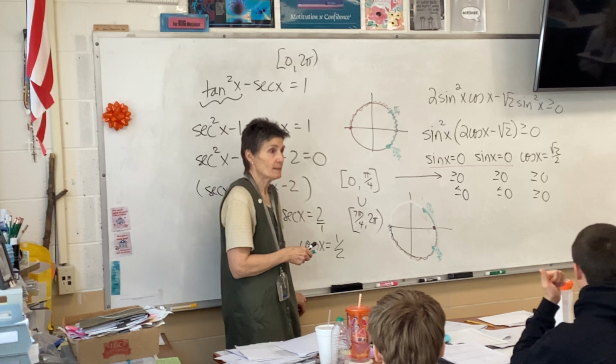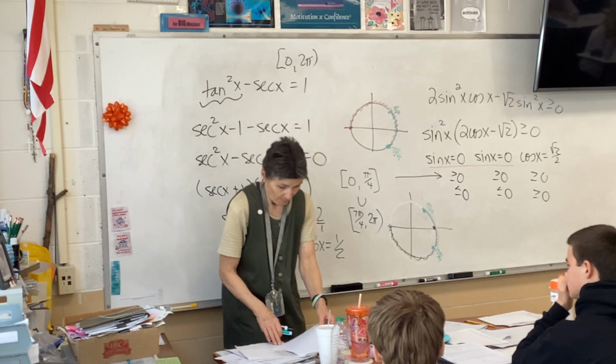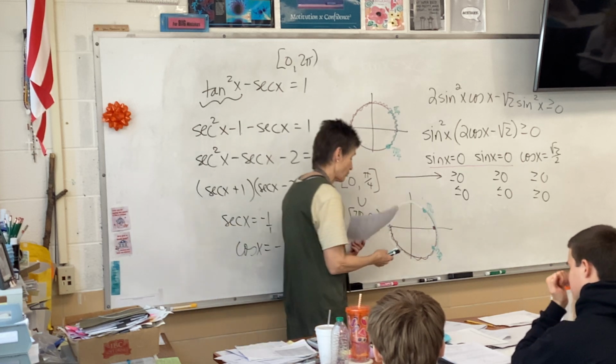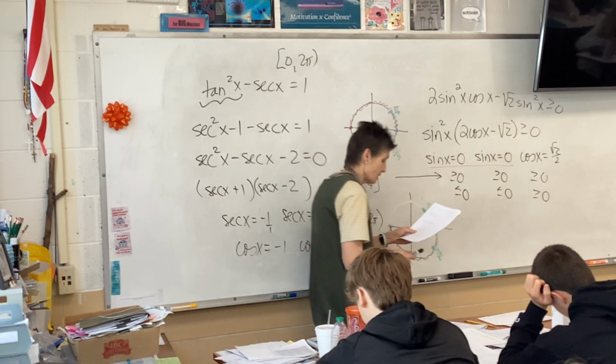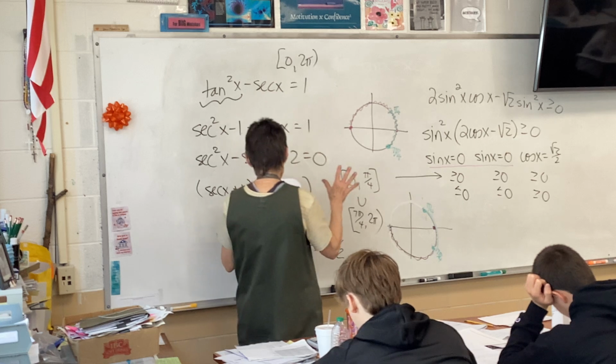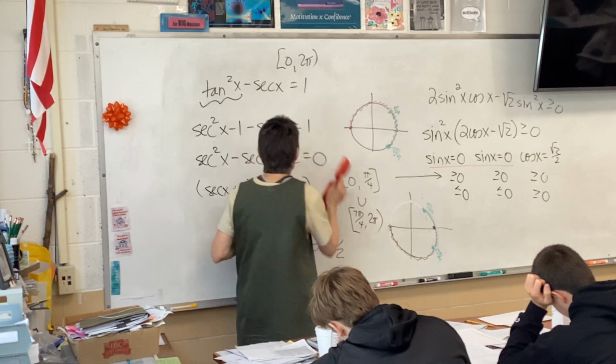All right, everybody? All right, give C a try. You and your partner, give C a try. It's another inequality, so you're going to approach it very, very similarly to what we did here.